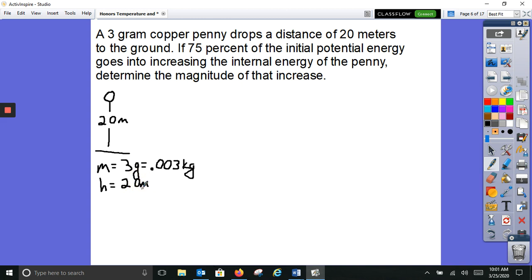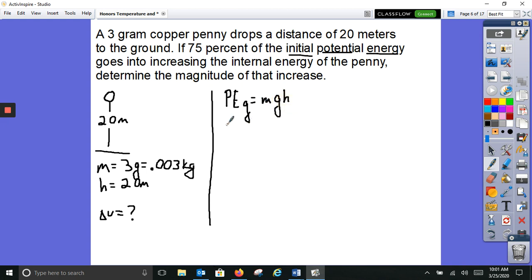The problem asks us to find the increase in the internal energy of the penny, which is delta U. But in order to do so, first we're going to have to find the initial potential energy of the penny. So we go back to our potential energy equation, and the potential energy equation says that we're going to multiply the mass, the gravitational field constant, g, and the height. So we'll solve for that first.